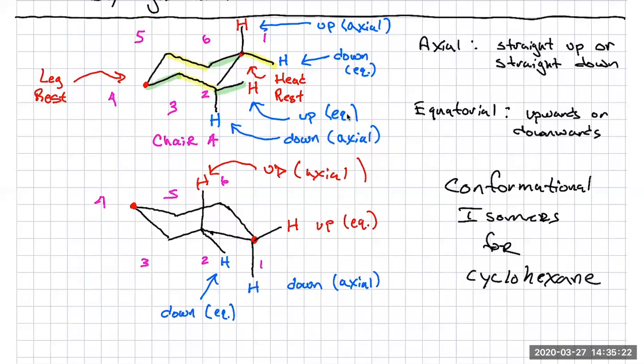Okay. Now, the two chair conformations, we'll call this second one chair B. So chair A and chair B, these are equal in energy.